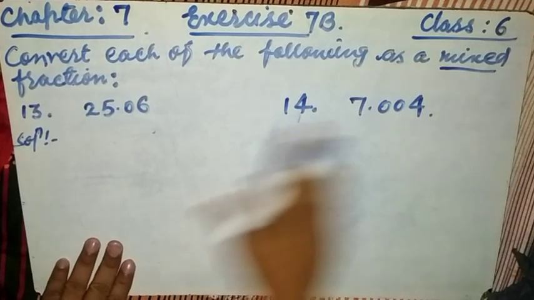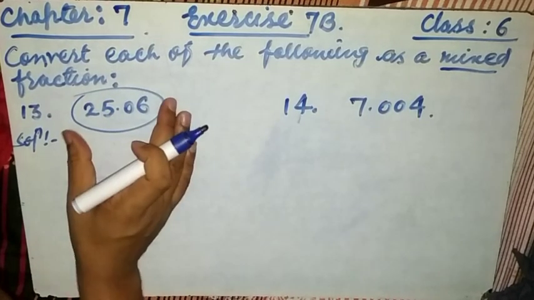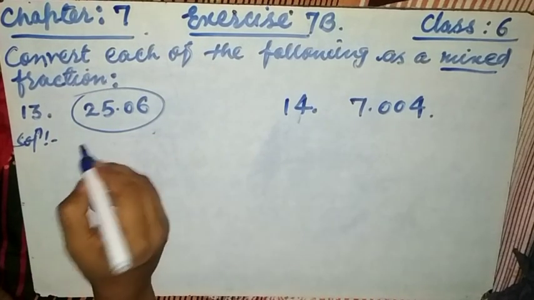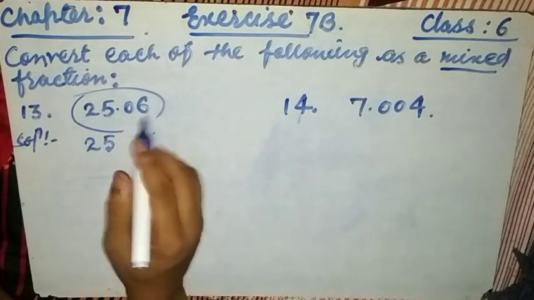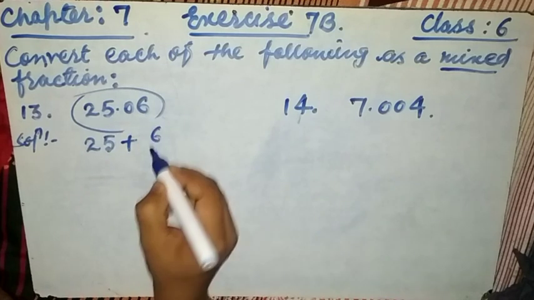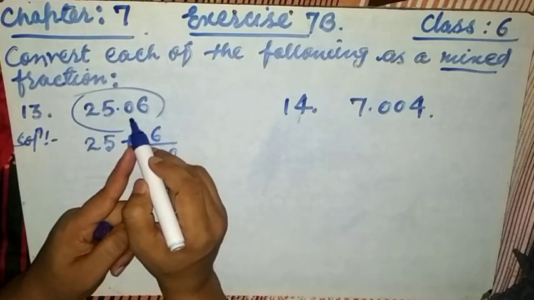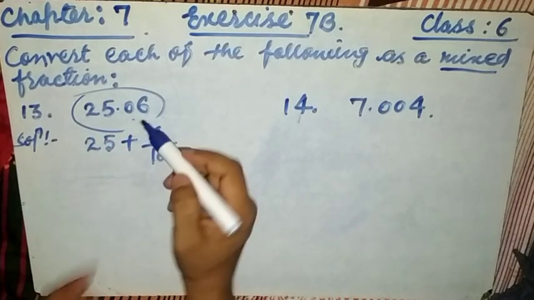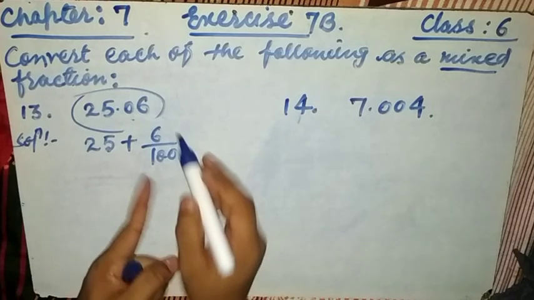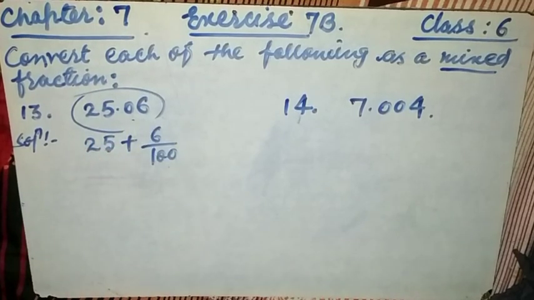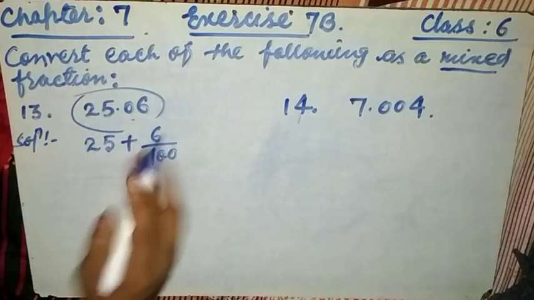Now have a look, friends. Here is 25.06. First of all, we have to write this decimal in expanded form: write the 25, and after the decimal, plus 6 by 100, because the position of 6 is after the decimal: here the tenths, and here the hundredths. So 6 is sitting in the hundredths place, meaning 6 by 100. So 25.06 could be written as 25 plus 6 by 100. If we solve this, we get the same.